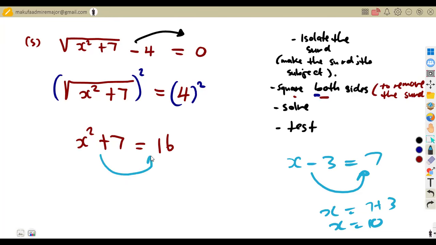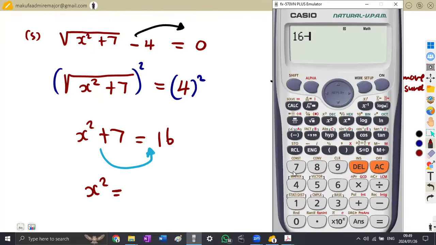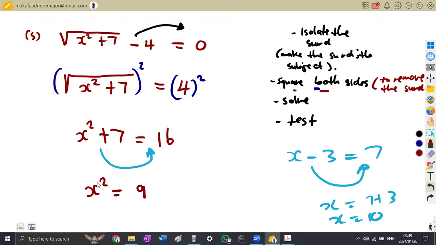Yes, we can transpose the 7 to the other side of the equation. So that means x squared is going to give us what if we subtract 16 minus 7. All right, so let us just see what are we going to have in that case. 16 minus 7 like this, that will be a 9. So you obtain a 9. To find x, it's x squared. How do you remove the square? You were introducing a square to remove the square root. Now you have a square. How do you remove it?